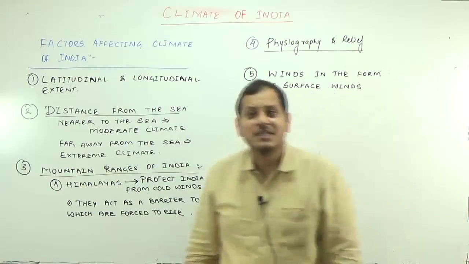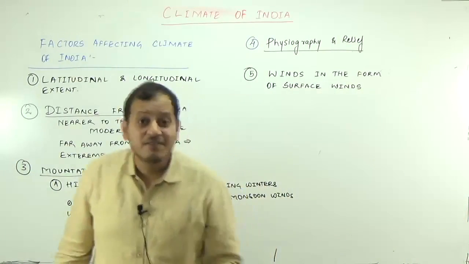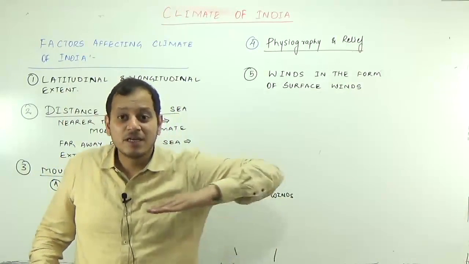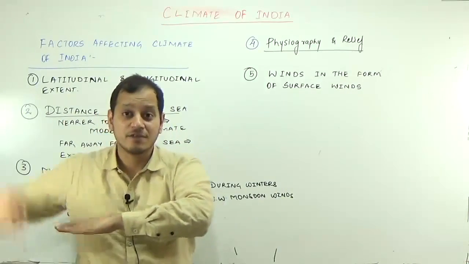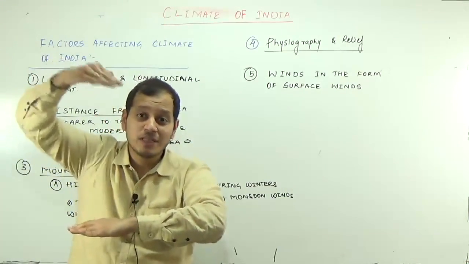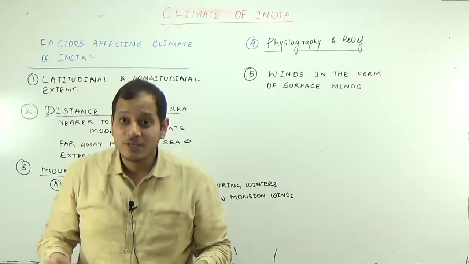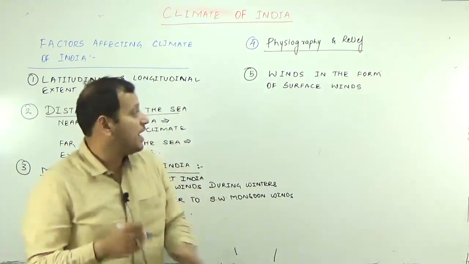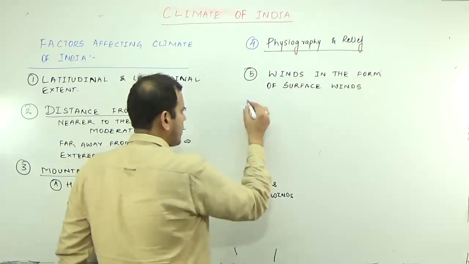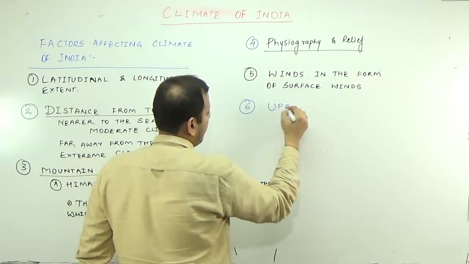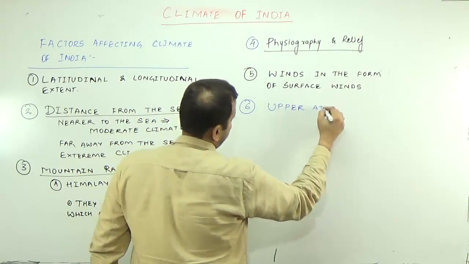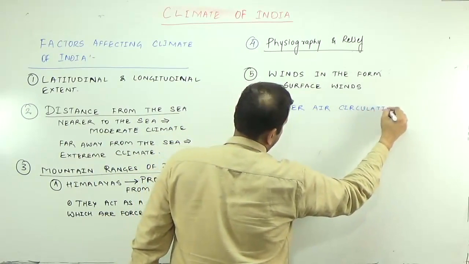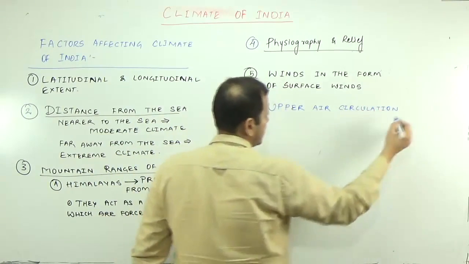But other than the surface wind, there is an effect of another wind which lies in the upper atmosphere. If this is the ground surface, there are surface winds flowing on the ground surface. But there are some winds which flow in the upper atmosphere. What do we call such winds? We call such winds the jet stream. So we have upper air circulation in the form of jet stream.